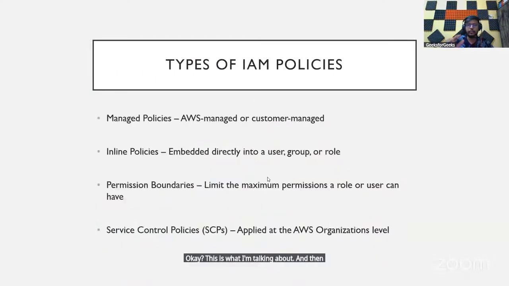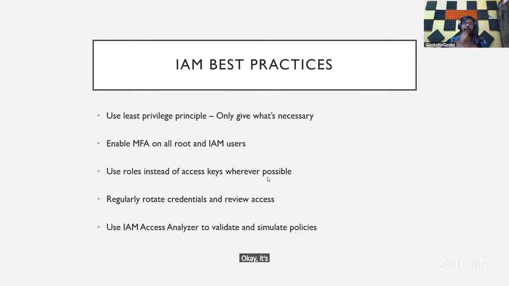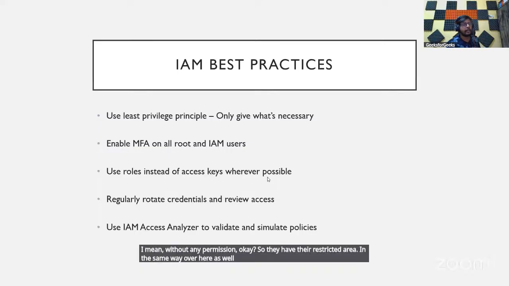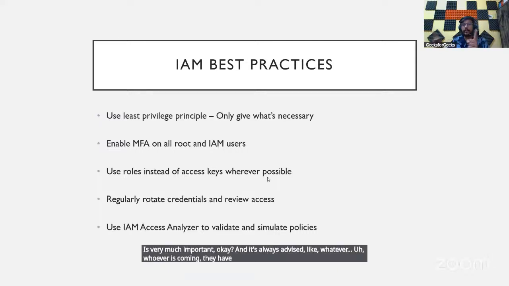Then there's one term which you should be aware of, which is the least privilege principle. It's not like if any guest comes to your house, you just show your locker where you keep all your jewelry or cash. They have some restricted areas. The guest cannot open anything without permission. In the same way in AWS, who is accessing what is very important. It's always advised that whoever is coming has some boundaries, and the boundaries should only allow them to do only those things which they have to do.